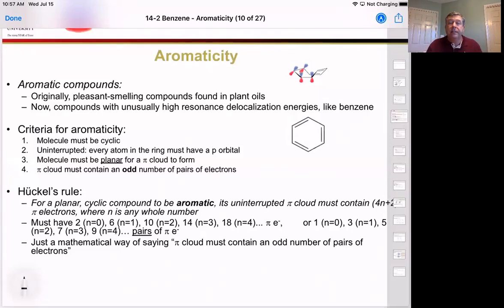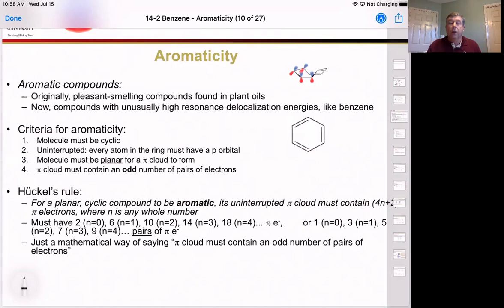We also must have an uninterrupted string of p orbitals. Every single atom in the ring has to have a p orbital available to donate to that cloud. Now, to make sure those p orbitals are overlapping properly and sharing properly, the molecule must be planar, so that all the p orbitals will fully overlap around the ring. And the last rule is the pi cloud must contain an odd number of pairs.